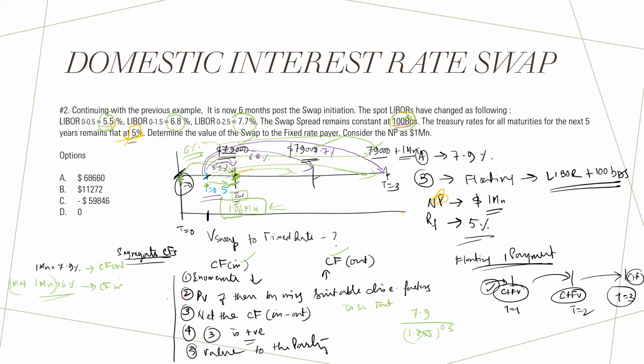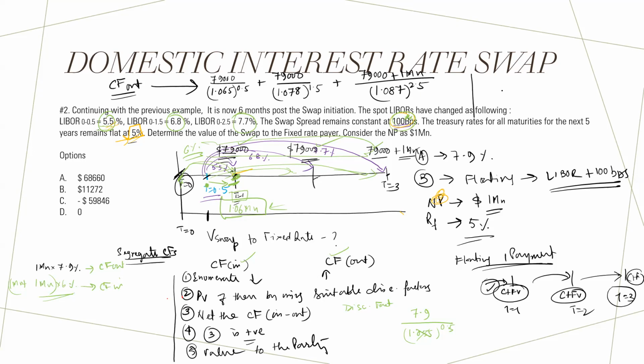So ideally speaking, the way the cash flows now are going to be discounted, from the fixed rate payer's perspective, each period he's going to make 7.9. So 79,000 divided by 1.065 to the power 0.5, plus 79,000 divided by, next is 6.8%. 6.8% plus 100 basis point will make it 7.8%. So 1.08 to the power 1.5, plus 79,000 plus 1 million divided by, last is 7.7%. So 7.7% plus 100 basis point becomes 8.7%. So 1.087 to the power 2.5. So these are the cash flow out as far as the fixed rate payers are concerned, right?